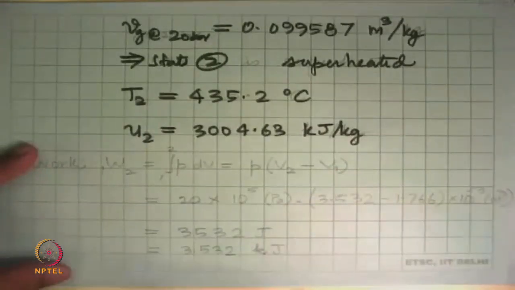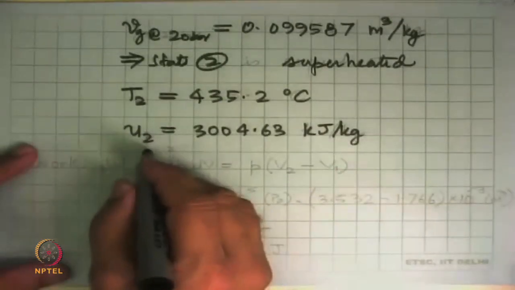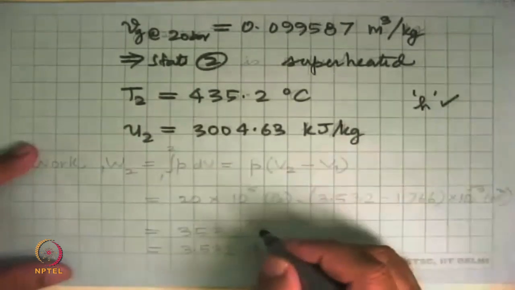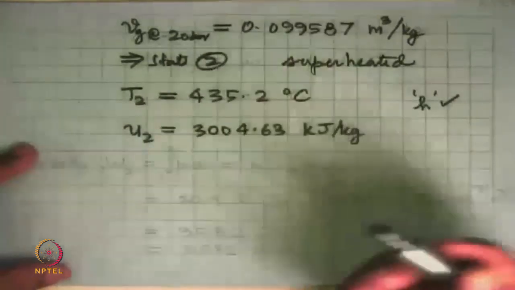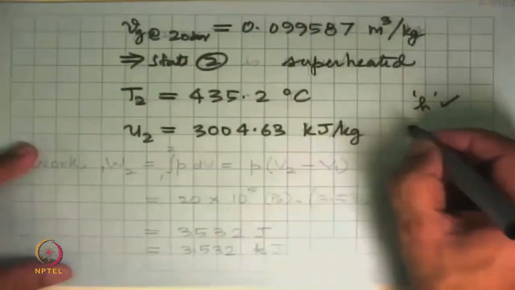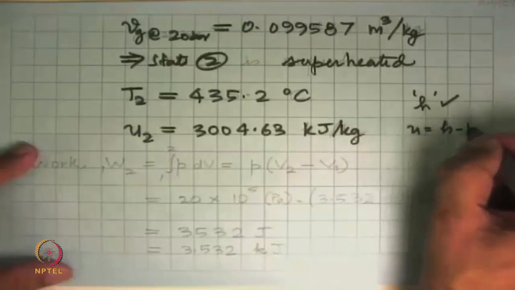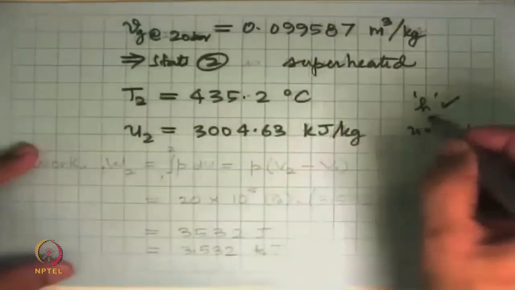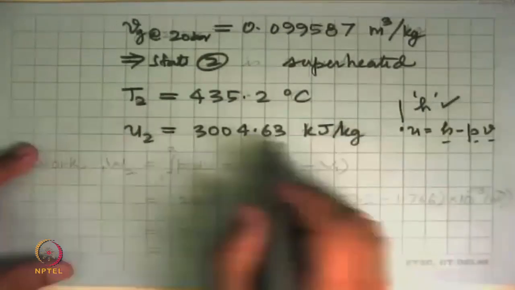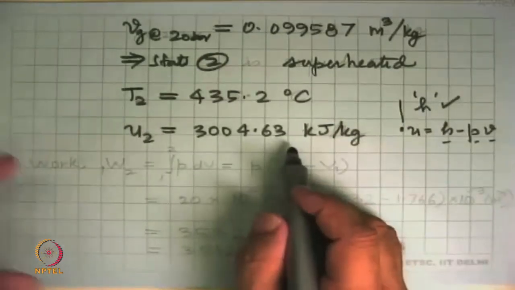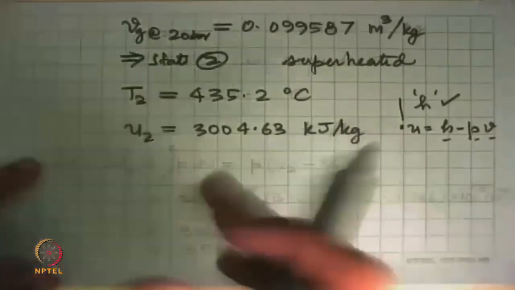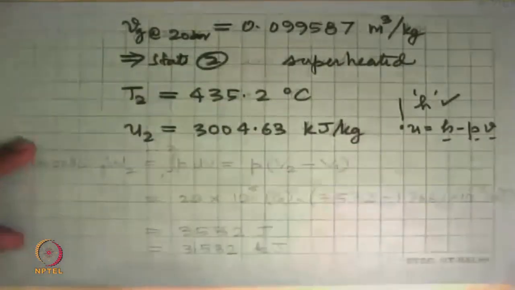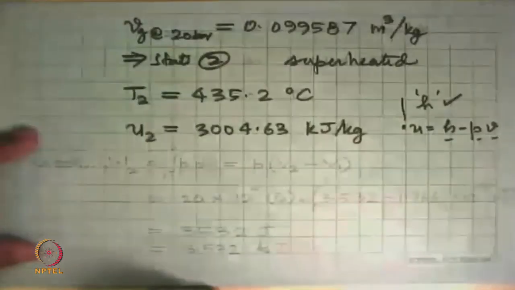In many property tables, U2 is not given, but H will always be given. So what we need to do is an extra calculation. We get H there and say that U is equal to H minus PV. P and V are also given. So one extra calculation is involved if U is not explicitly given in the tables or in the property packages that we have. So we got this, and now we have everything that we needed for state 2.